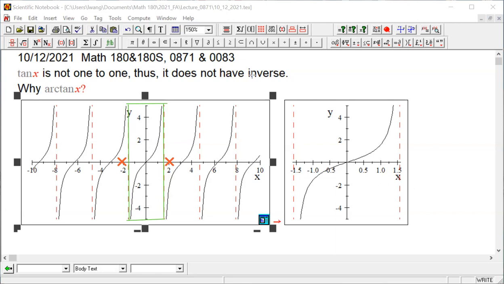Can you guys mark these 2 vertical asymptotes for me? That's x equals negative pi over 2, and that's x equals pi over 2. The 2 vertical asymptotes, along with many points on the curve. You guys follow me? Many points on the curve. Some of those are special angles, and some of those are not special angles, right?